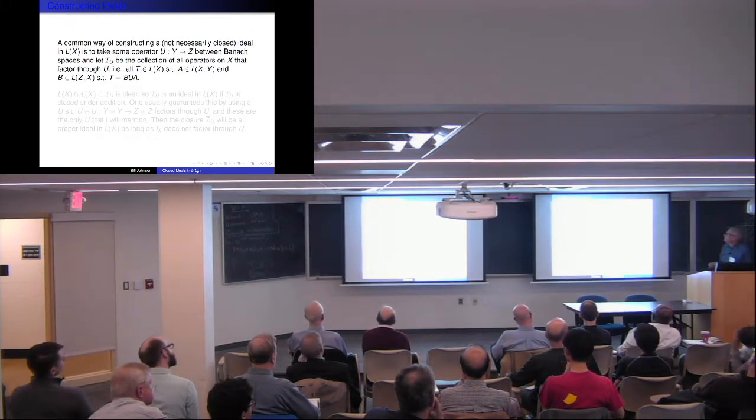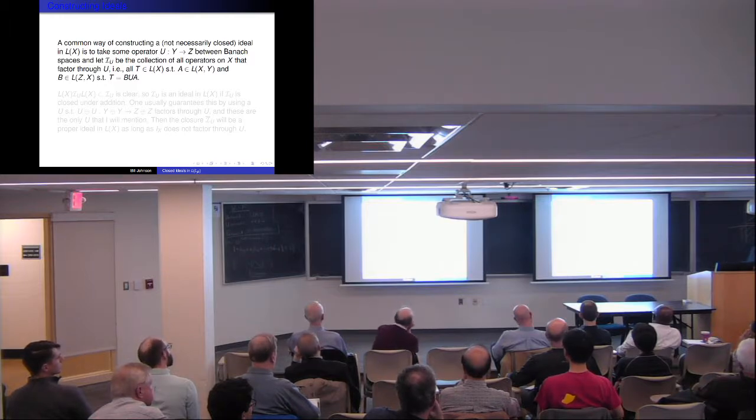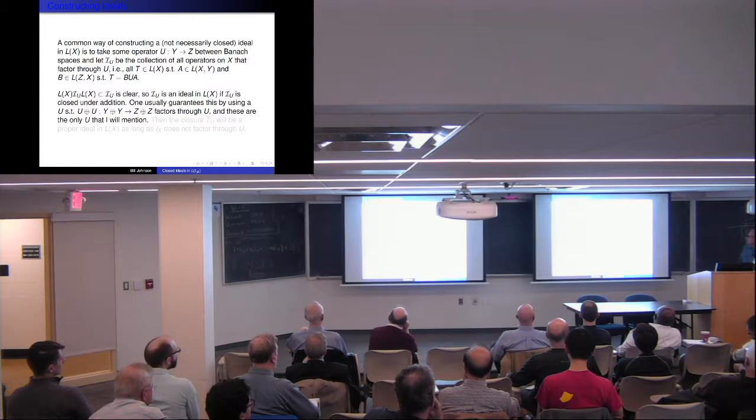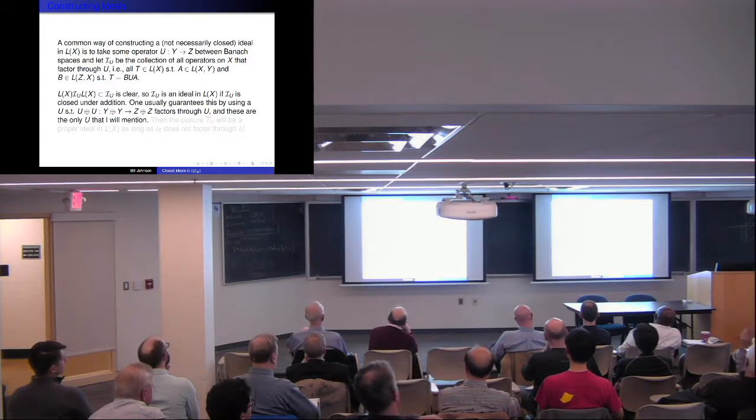Here's another way of building an ideal, not necessarily closed, but we will take its closure. Just take an operator between a couple of Banach spaces and look at calligraphic I sub U, the set of all of the operators on your Banach space X that factor through this operator. Then if you multiply on the right and the left by bounded operators on X, you get something back in here, obviously. So if I sub U is closed under addition, this will be an ideal, not necessarily a closed ideal.